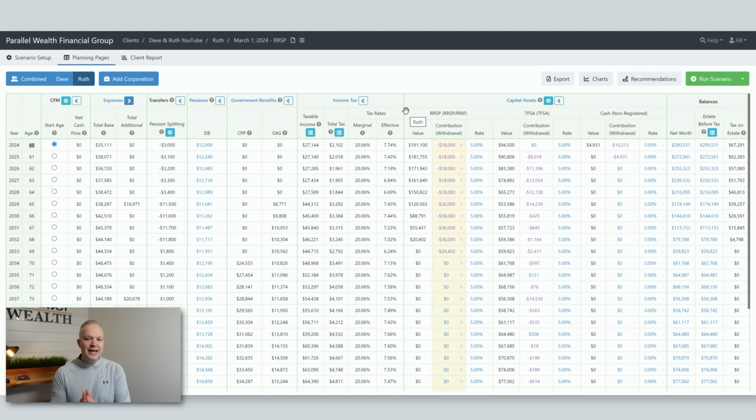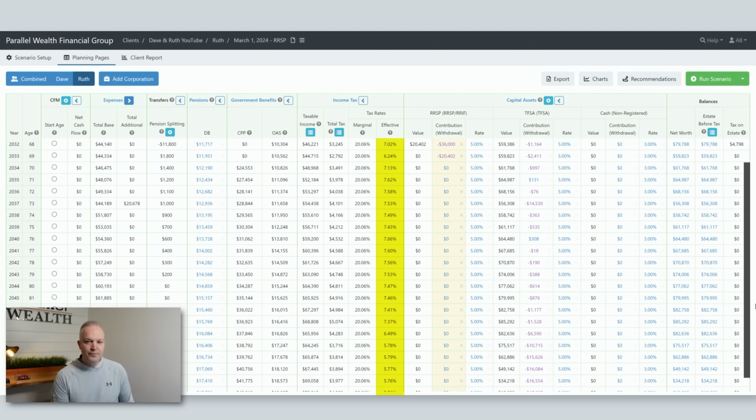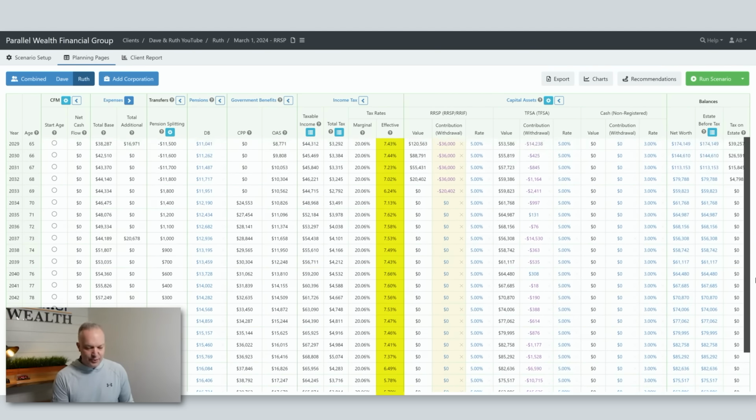Now, the column that you need to focus on. So as you build a retirement plan, one thing you should focus on with your planner is this effective tax rate or your average tax rate. You can see here, for Ruth, it stays pretty much at 7 to 7.5% all the way through retirement. And so that's what we want to see. We want to see that level tax rate, average tax rate right through retirement.